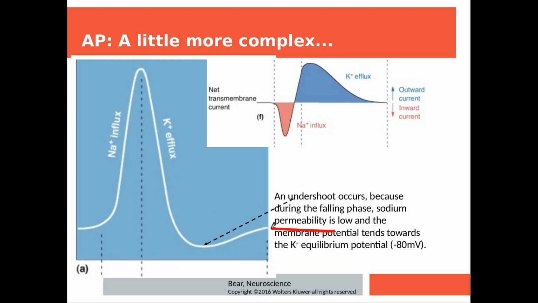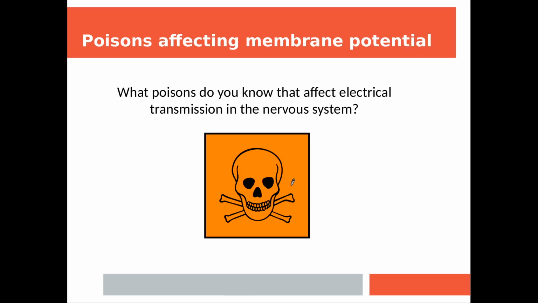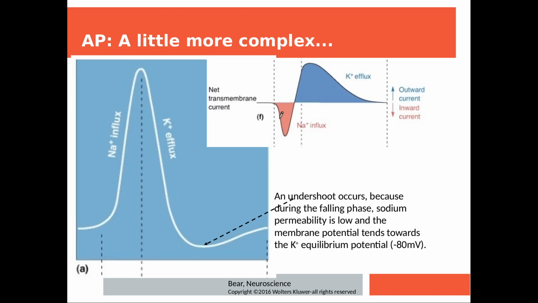Because sodium permeability, conductance, is low, the membrane potential tends towards the potassium equilibrium potential, because potassium is the only thing that can flow into and out of the cell. So it has more influence on the membrane potential of the cell. Okay, so that's how action potentials work. That's why they have the shape that they have.